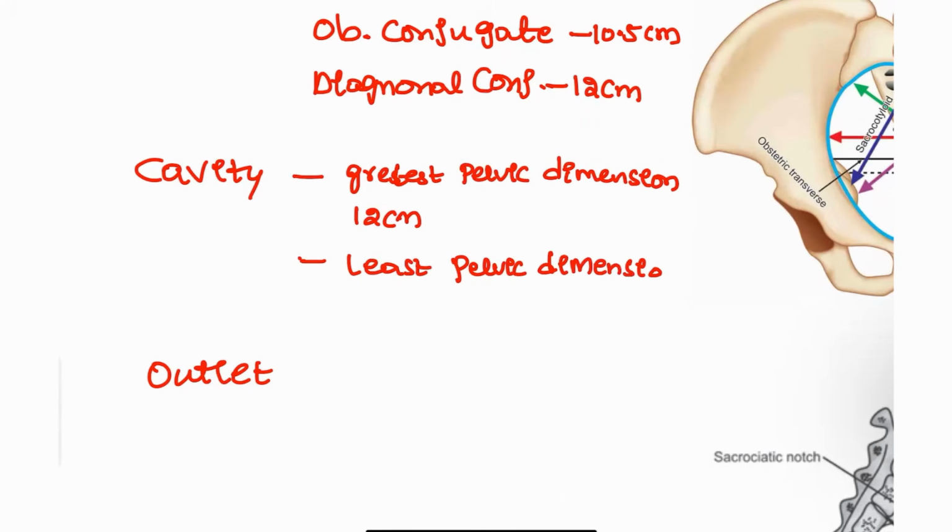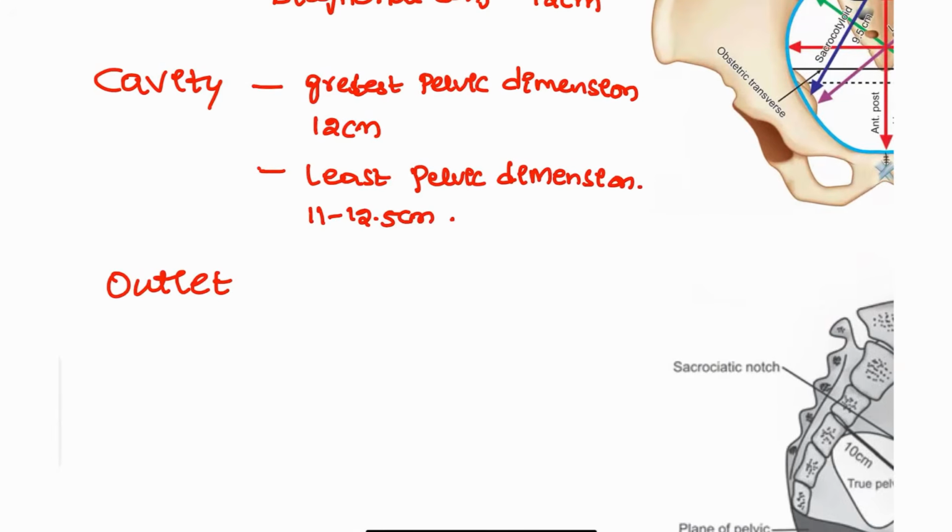So here you are going to have an average of 11 to 12.5 centimeters. Okay. Next, in this also we are going to have the transverse diameter. This transverse diameter is only 10 centimeters, which is the smallest. Next, moving on to the outlet, guys.